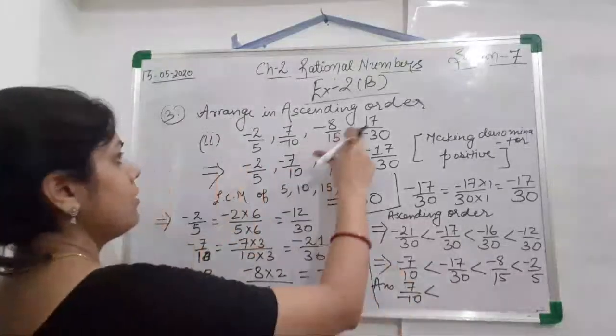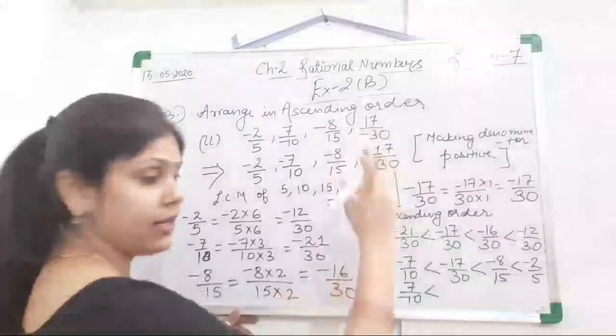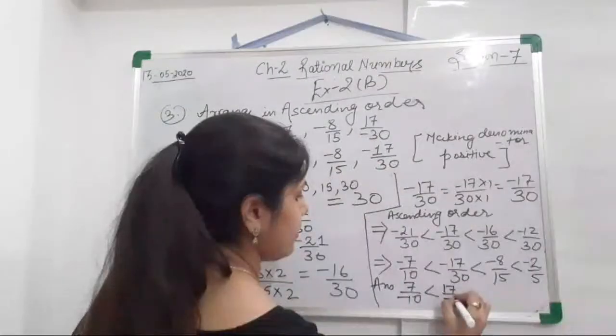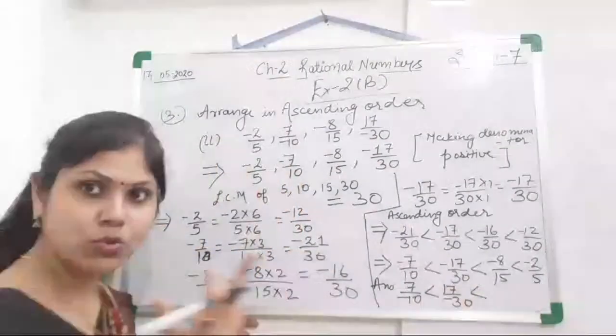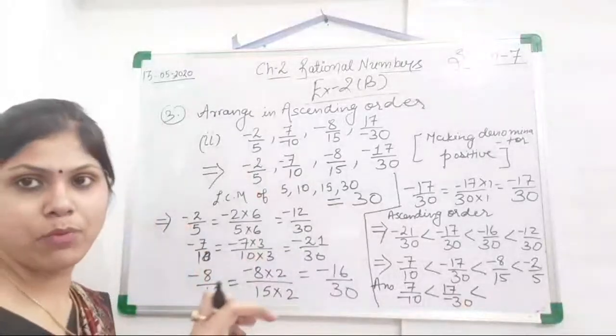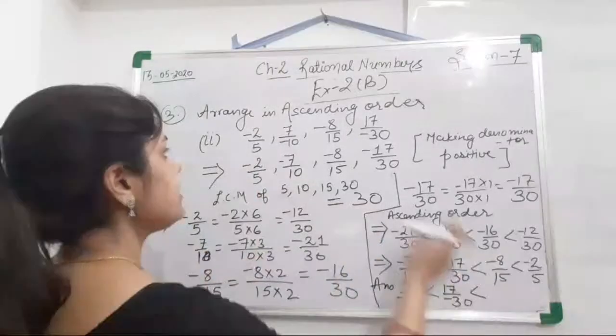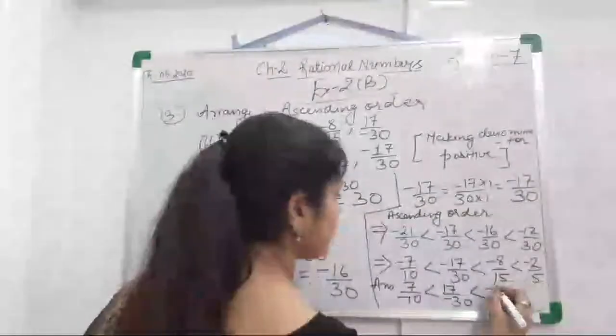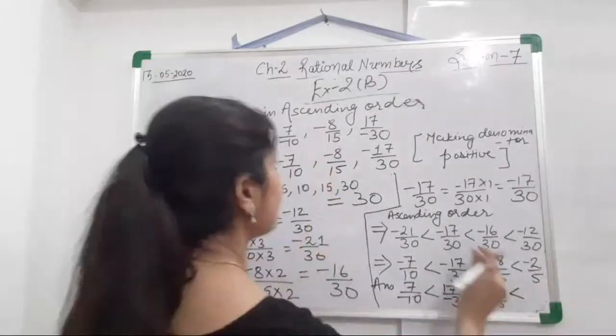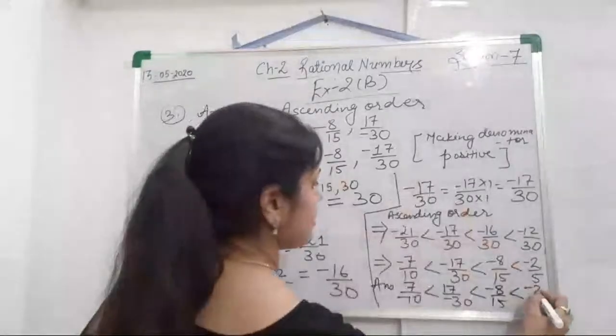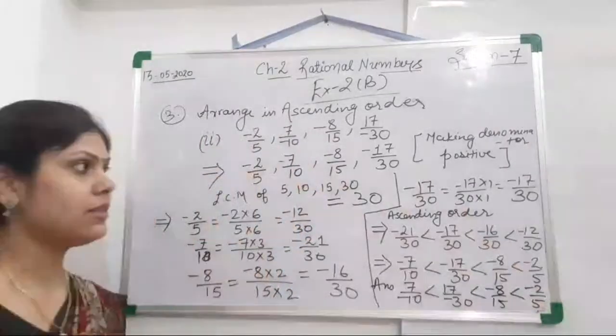Then 17 upon minus 30 it was. 17 upon minus 30. You made the denominator positive, isn't it? Now minus 8 upon 15 is as it is. Minus 2 upon 5 is as it is. This will be the answer.